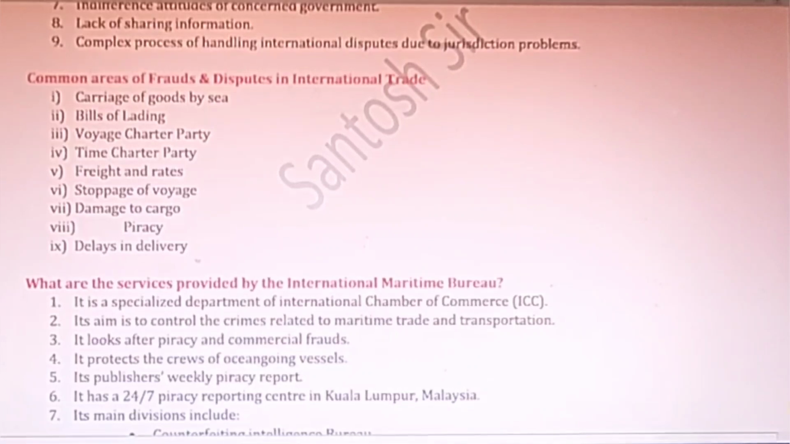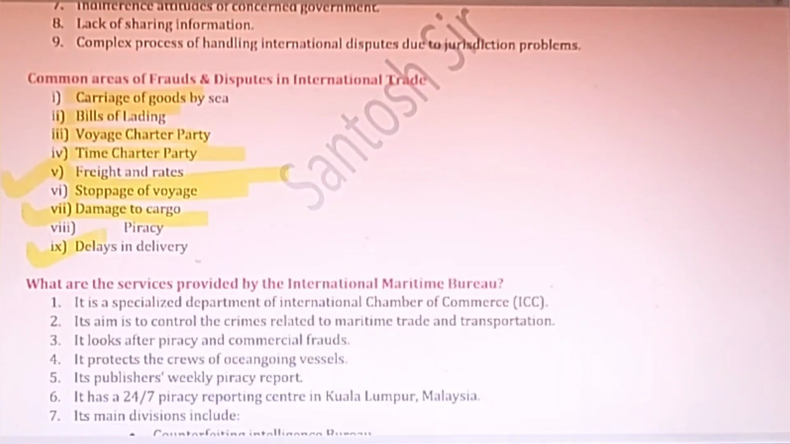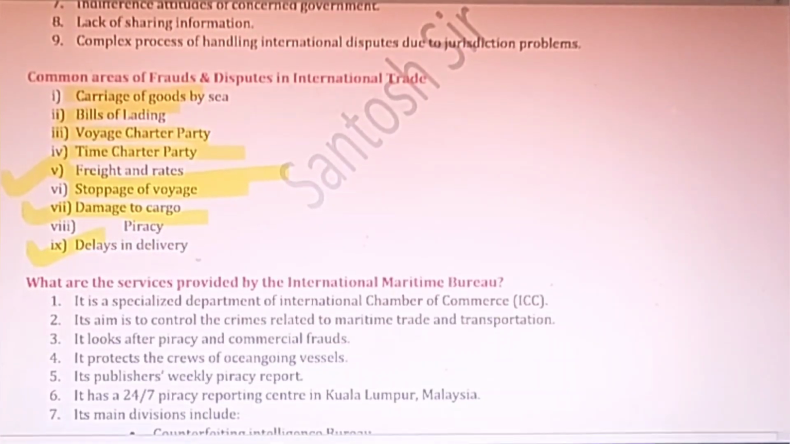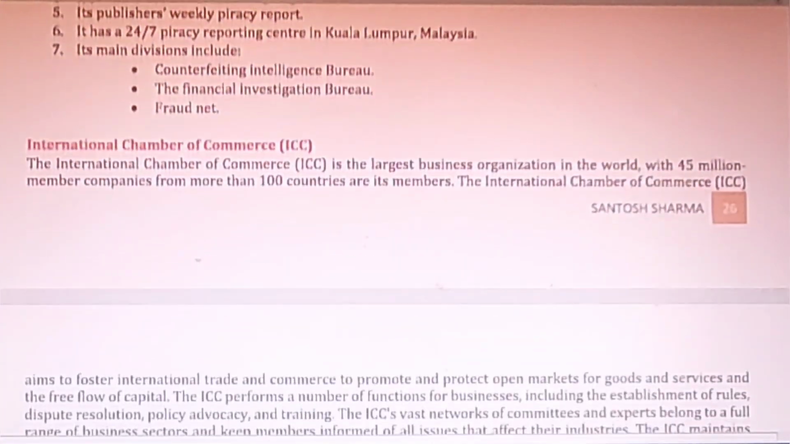Common areas of frauds and disputes, that is basically carriage, bill of lading regarding voyage charter, time charter, freights and rates. This is a very common issue. Then stoppage of voyages, then damage of cargo. This is again a very common problem area. Then delay in delivery. This is again a very common area. So these things you need to practice.